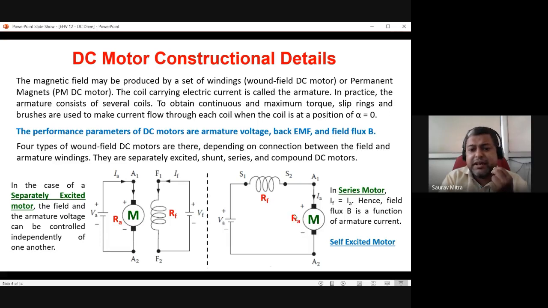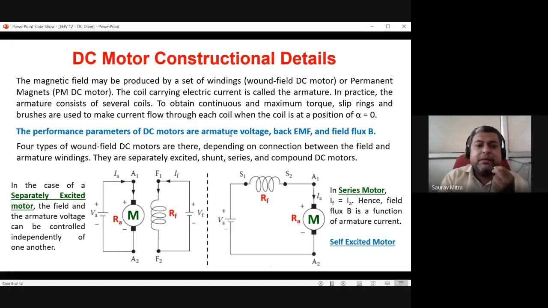This is the symbol of the armature. In practice, the armature consists of several armature conductors or coils. To obtain continuous or maximum torque, slip rings and brushes are used to make the current flow through the coil when the coil is at position alpha equal to 0. This is the symbol of the brush, the dark part, and the slip ring, coil and commutator take the static DC current to the rotating armature.